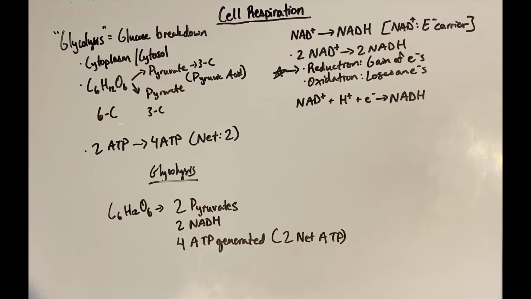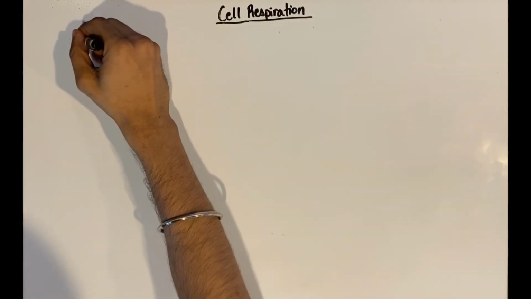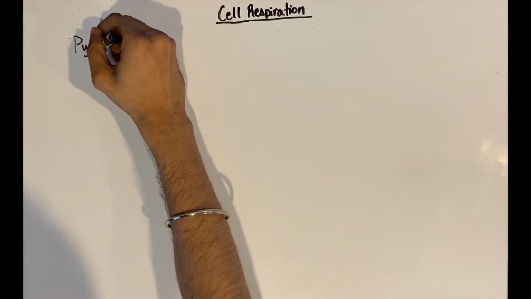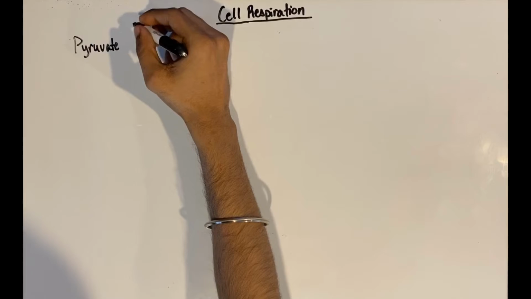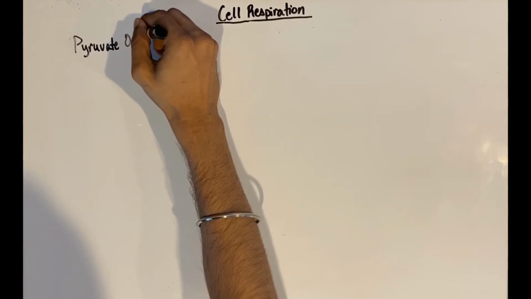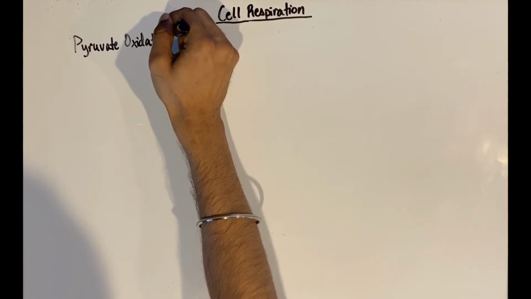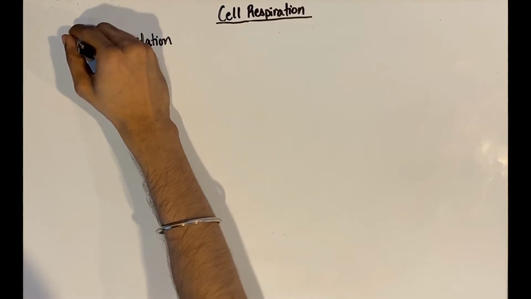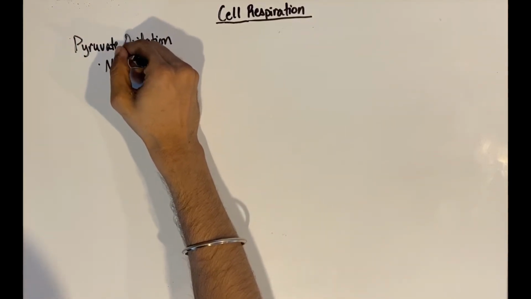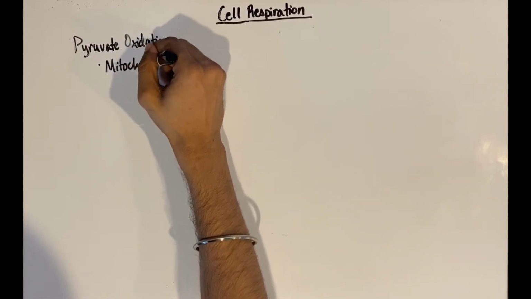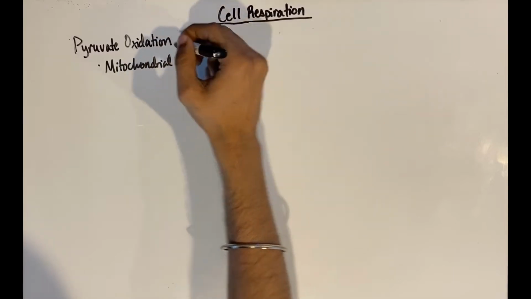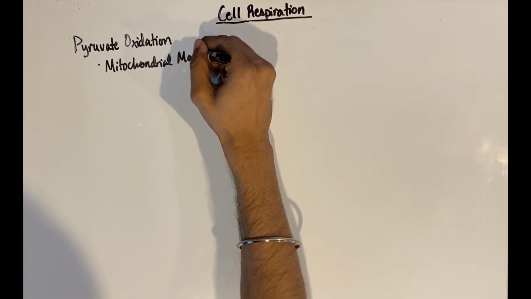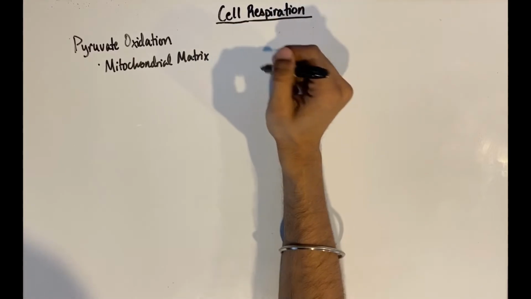Glycolysis. You might remember that I mentioned earlier about an intermediate step in cellular respiration. This step is known as pyruvate oxidation. Pyruvate oxidation occurs in the mitochondrial matrix, the inner portion of the mitochondria.